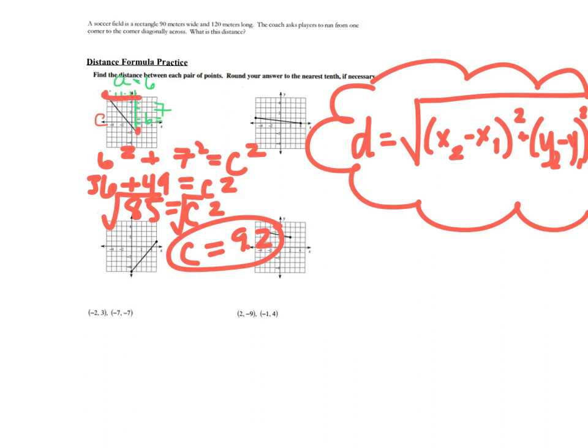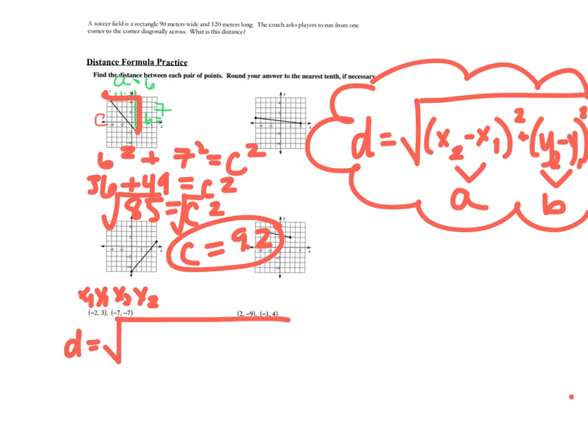So this subtracting x2 minus x1 essentially gives me a. Same thing here, if I had subtracted my y coordinates, that would have essentially given me b. So I essentially have a squared plus b squared, which I take the square root of to find my distance, to find the hypotenuse. So if I look at this problem here, I'm going to think of this as x1, y1, x2, y2. So to find the distance between the 2 points, I need to take the square root of a squared plus b squared.